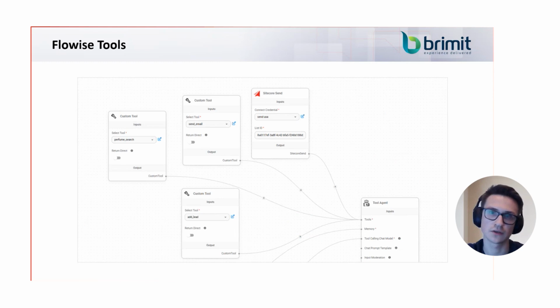Here on the screen, you can see the chat flow where a tool agent is in the bottom right section of the screen, where to this tool agent, we connect multiple tools. So then AI will decide which tool to call and when as well.